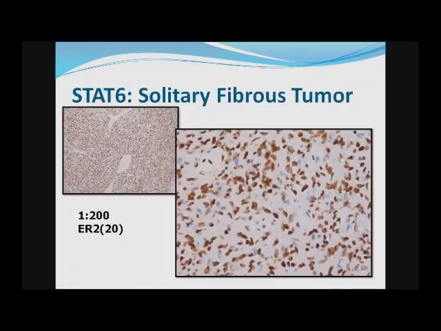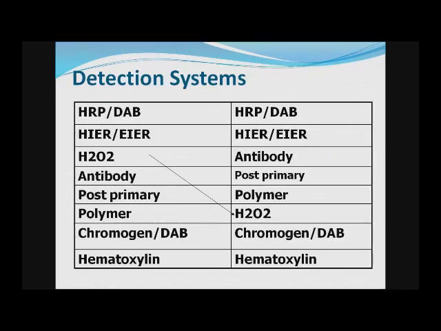And this is the antibody STAT6 for solitary fibrous tumors, and we use this at 1 to 200 with EDTA for 20 minutes. And again, you can see very delicate nuclear staining in clear areas. It is not all brown.